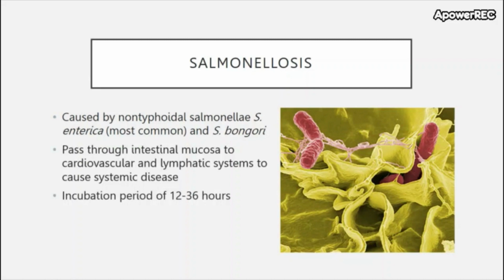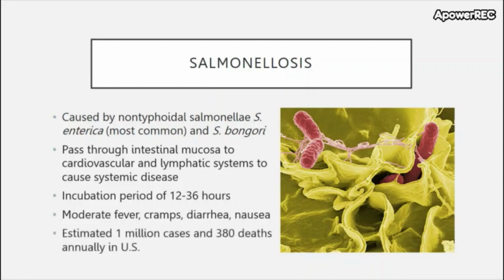And this is an infection, so incubation period is about 12 to 36 hours in this case. It includes moderate fever, cramps, diarrhea, and nausea. It's estimated about 1 million cases and 380 deaths occur annually in the US. Chickens, turkeys, and reptiles are especially susceptible to infection, and it's estimated about 1 in 20,000 eggs in the US has Salmonella. While cooking thoroughly does kill the pathogen, eating raw eggs may leave you susceptible to exposure to salmonellosis.